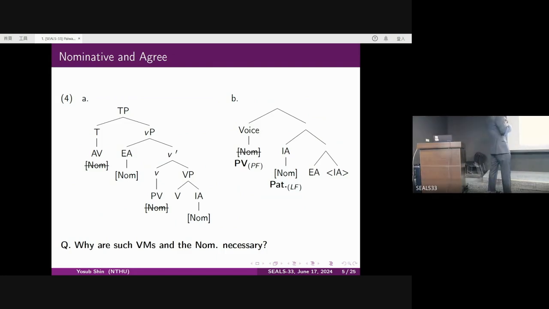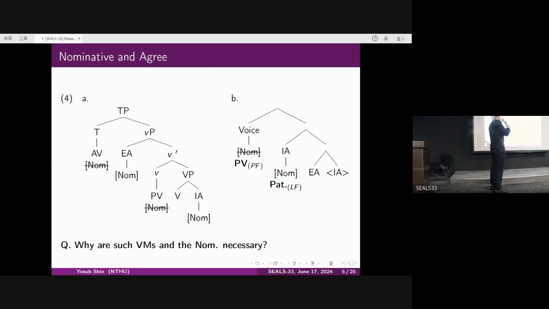The reason why we need this kind of second assumption is because otherwise, for example, if we have only a single functional head like this voice that assigns this kind of nominative case, then we cannot actually account for why the voice markers can agree with the theta roles of the so-called nominative subjects.